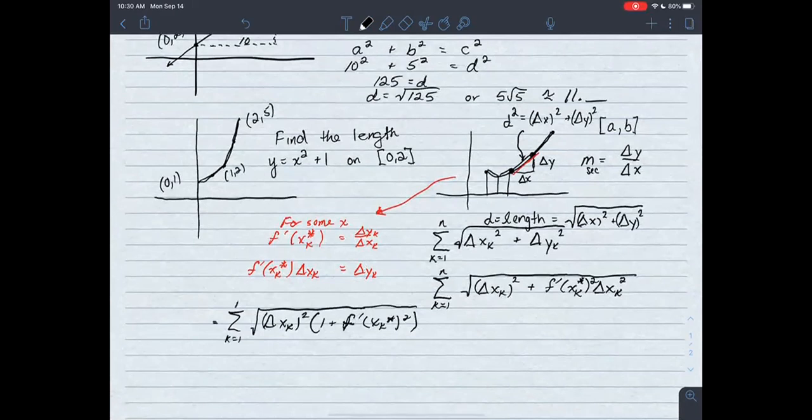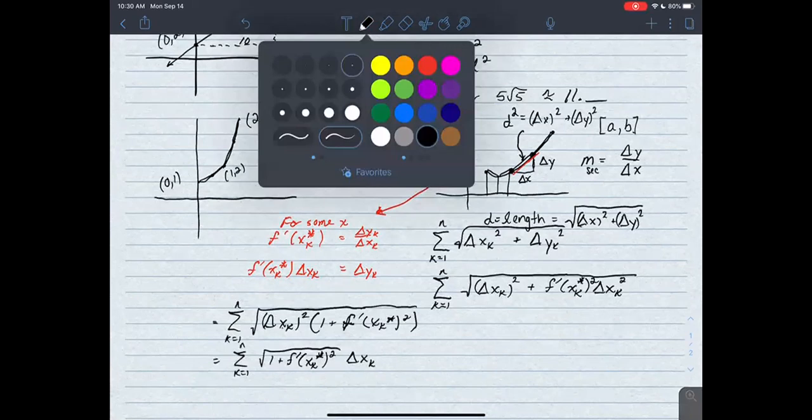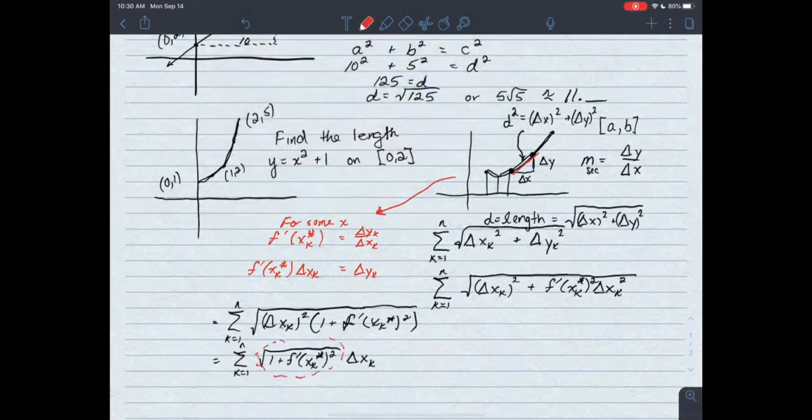K is going from 1 to n. I've got this expression squared, my delta x squared, so it can come out of my square root. And that means I'm summing the square root of 1 plus f prime at some value squared, and then delta x. But now, since I've got that delta x in there and it's on the outside, this looks like the height of something. So the height piece or the function value is right here. And then the width is here. So this truly is in the form of a nice Riemann sum. And we can take the limit as n goes to infinity.